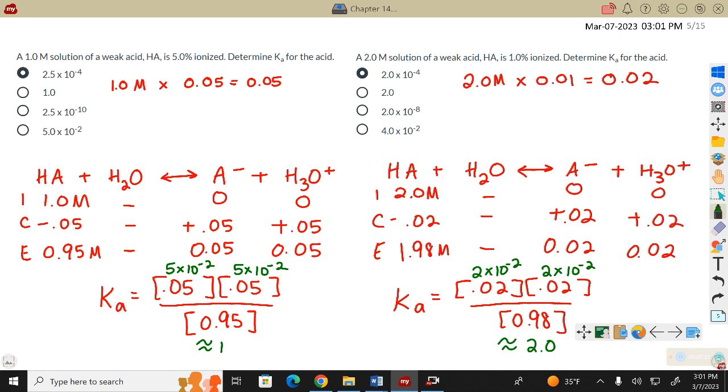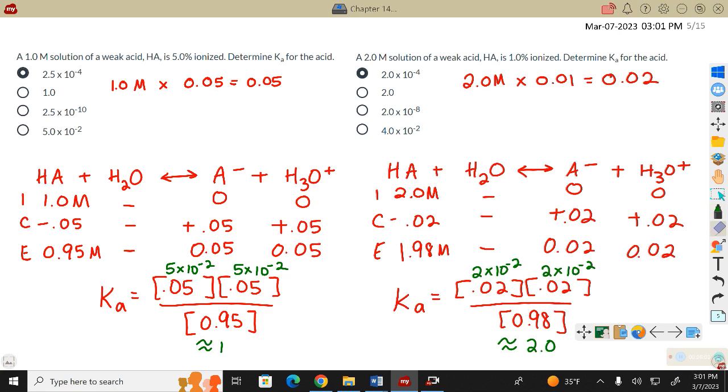On the right-hand side, I'm shifting forward by 1% of the original 2 molar weak acid. Again, that becomes my shift. So you can subtract the 0.02 moles, or again, it's so close to that being 2 on the denominator that it's probably not going to make a big difference.